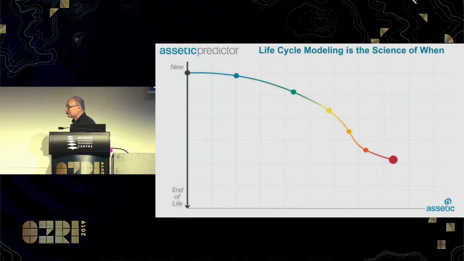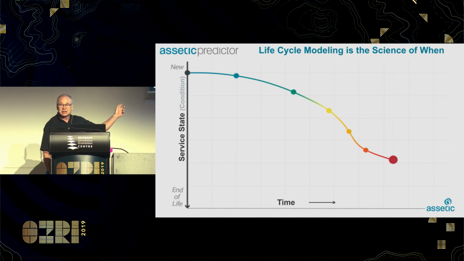Let's bring it back to the science of lifecycle modeling. We like to think of lifecycle modeling as a science of when. Esri has had this motto, if you will, that GIS is a science of where. So this is the science of when meets the science of where. And when we're talking about the science of when, we're talking about time. So we put time here on the x-axis, and we put service state or condition up here on the y-axis.